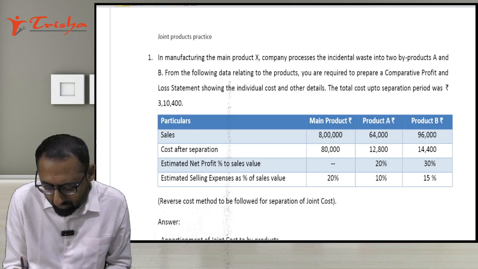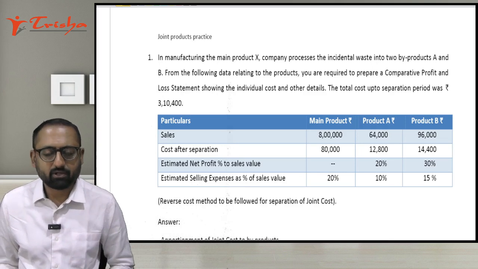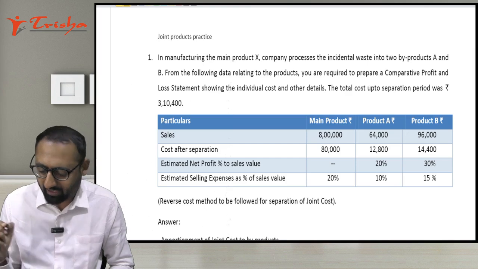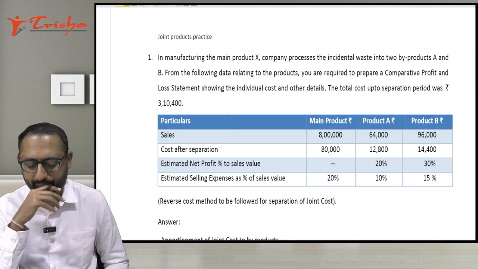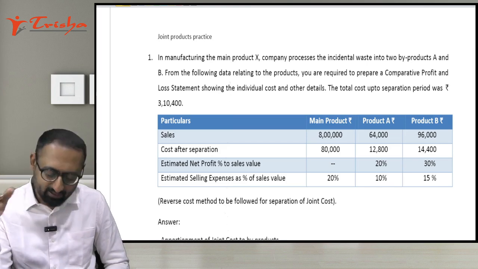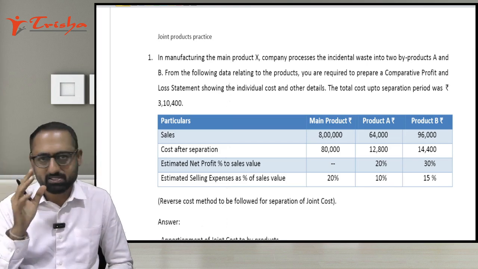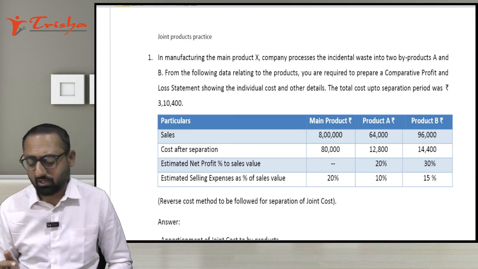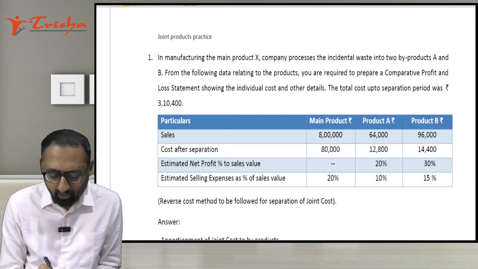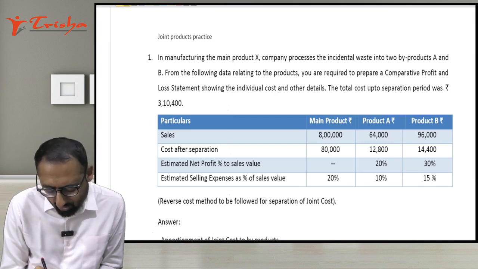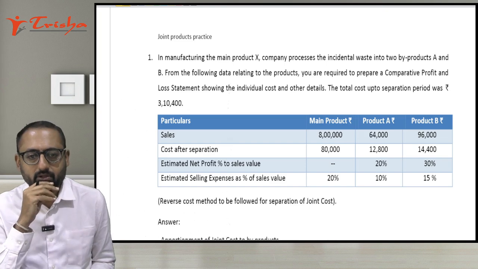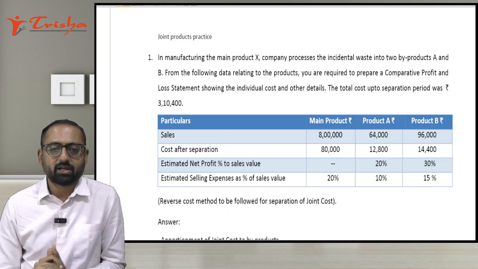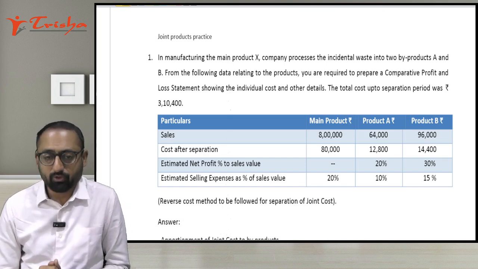Next, profit percentage is given, and a very important adjustment: profit percentage is given for product A and product B. Profit percentage is 20% and 30%. Estimated selling expenses as a percentage of sales value is also given. Here in the question specifically, you have to use the reverse cost method, right guys? So the reverse cost method is to be followed.